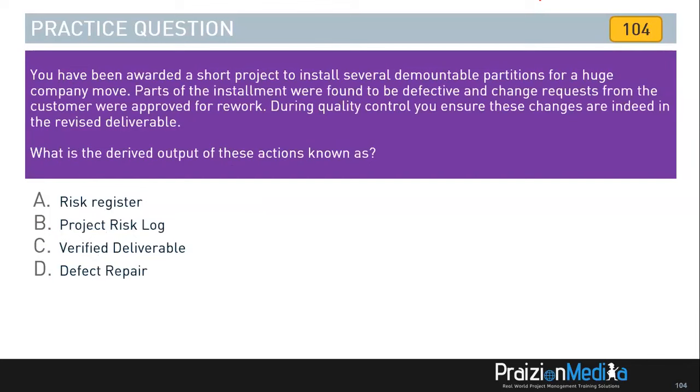You have been awarded a short project to install several demountable partitions for a huge company move. Parts of the installment were found to be defective and change requests from the customer were approved for rework. During quality control, you ensure these changes are indeed in the revised deliverable. What is the derived output of these actions known as?